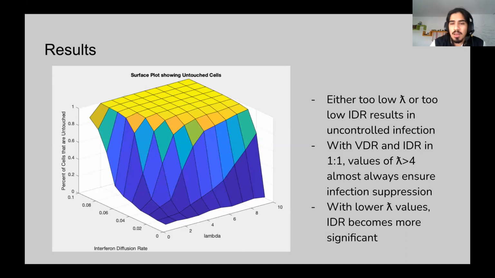Either really low lambda or really low diffusion rate values provide almost no protection against infection. When the interferon diffusion rate is at least as high as the virus diffusion rate, meaning 0.05, a lambda value of 4 ensures complete protection. And finally, interferon diffusion rate becomes more significant for smaller values of lambda. For really high lambda values, even having an interferon diffusion rate to virus diffusion rate ratio of less than 1 is enough to suppress infection.